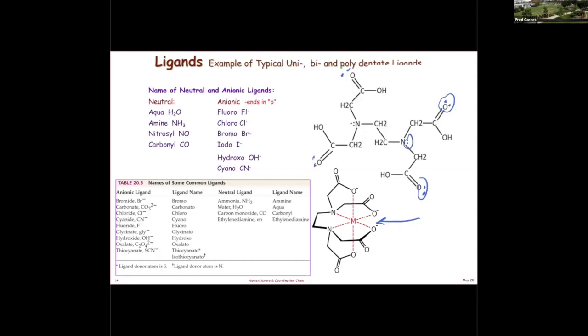Otherwise, that metal just gets embedded in the lipids of the body, the fat cells of the body, and then it sort of gets released over time. And of course, we all know about lead poisoning. It messes up the central nervous system. But EDTA, because it's such a great ligand, such a great sequestering agent, is used as an antidote for heavy metal poisoning.